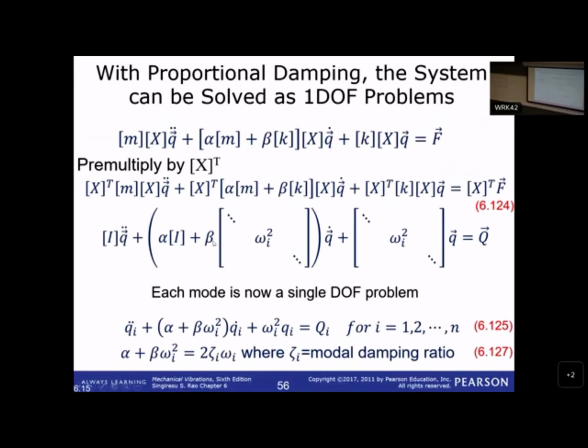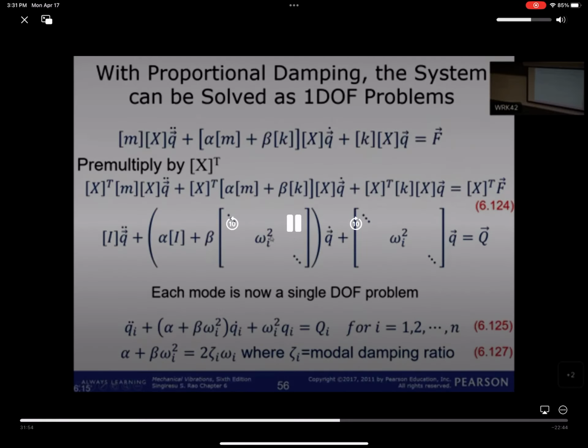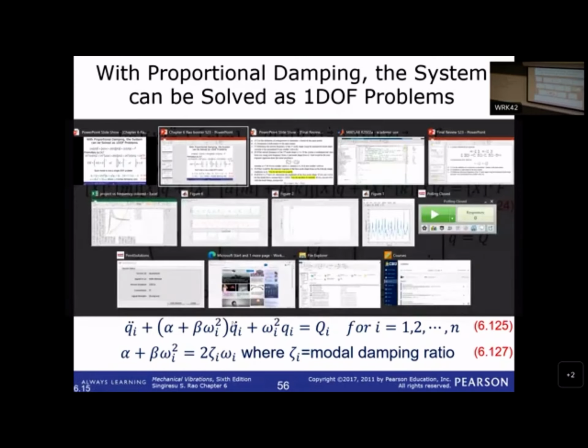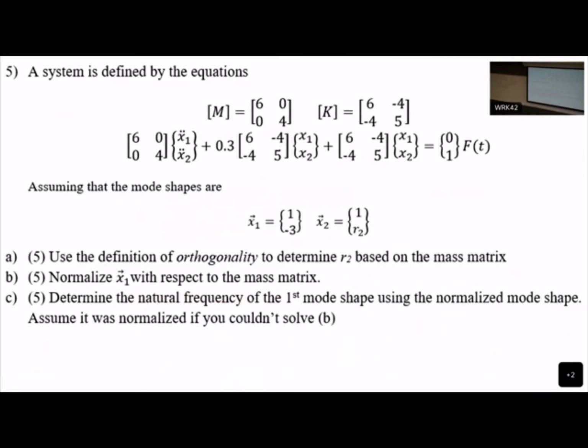Right, so if we can write the damping as alpha times the identity and beta times your natural frequency, that is, if your damping is alpha times M plus beta times K, then we can use modal analysis, and the C term, or your 2 zeta omega I term, is right here. And so looking at our problem, what's alpha and what's beta?